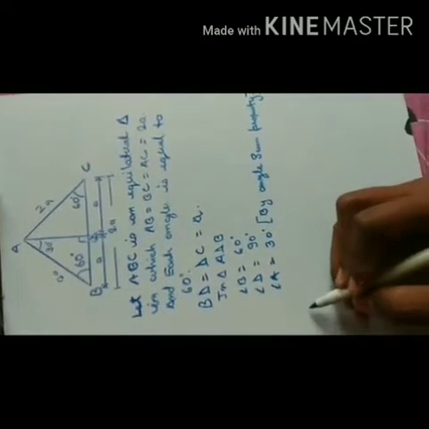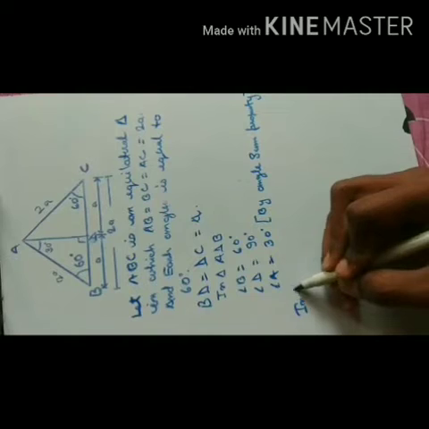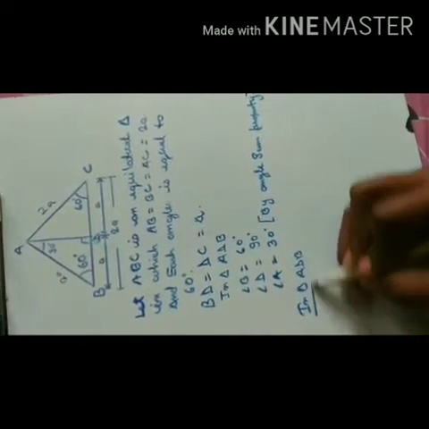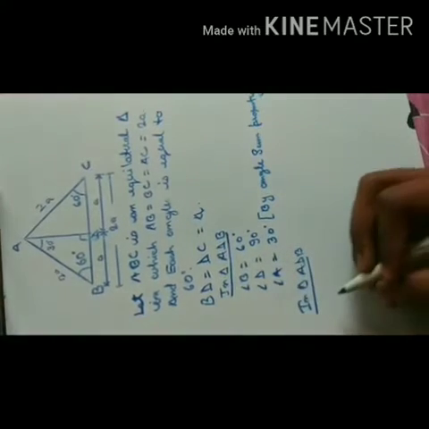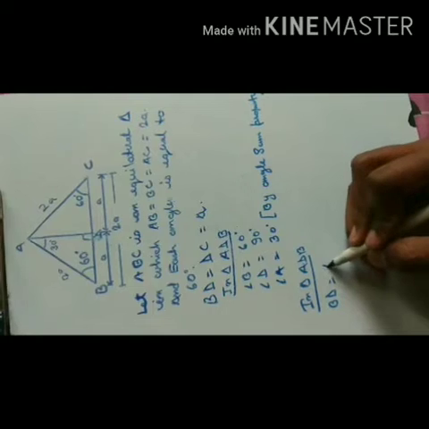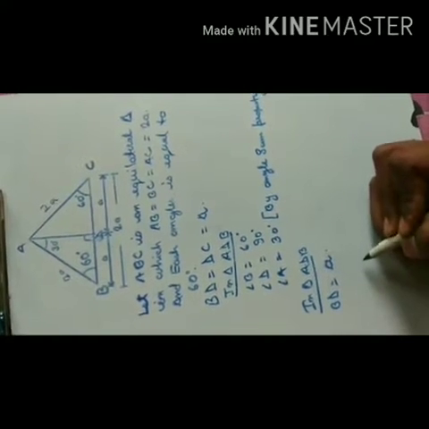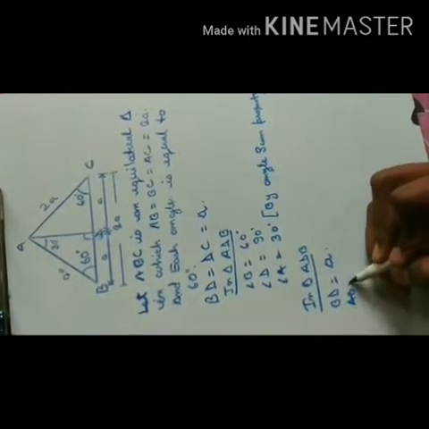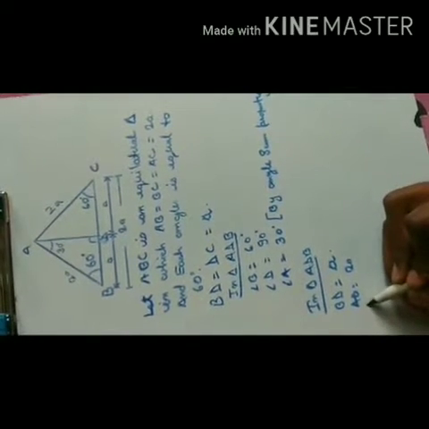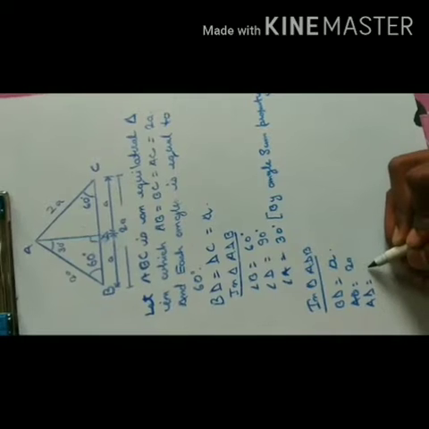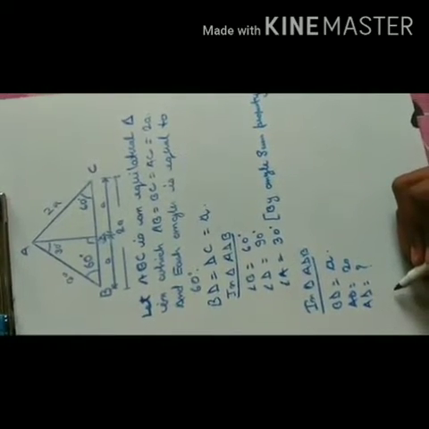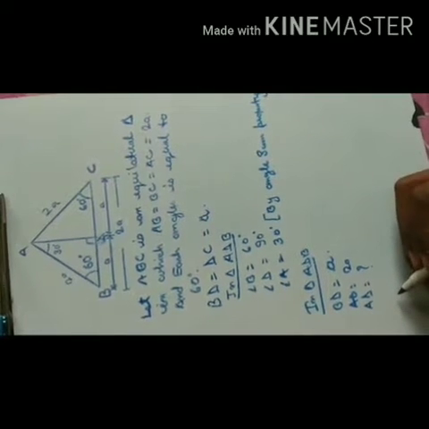Now come to in triangle ADB, BD equal to A, AB equal to 2A, and AD equal to what? We have to find out AD by applying Pythagoras formula.